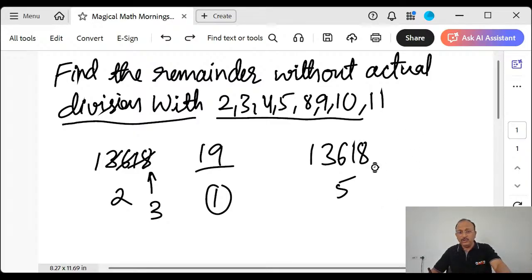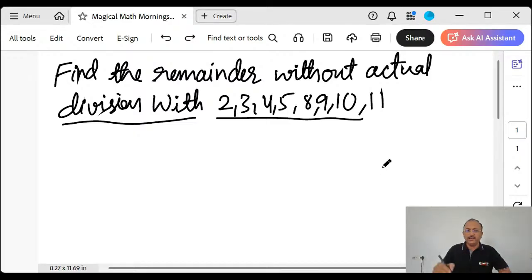Okay, we'll go to a little more complicated ones. Let us find out 4248. Let's take 4248. Tell me the remainder when you divide this number by 8.